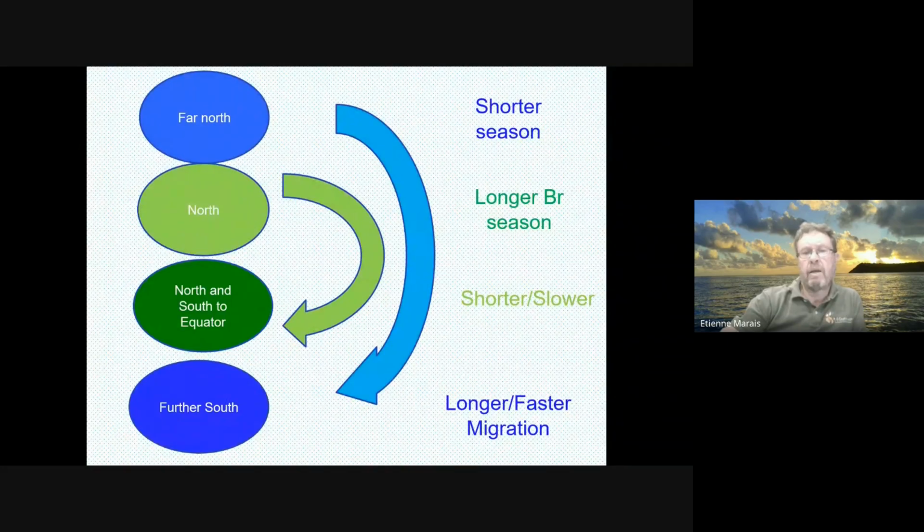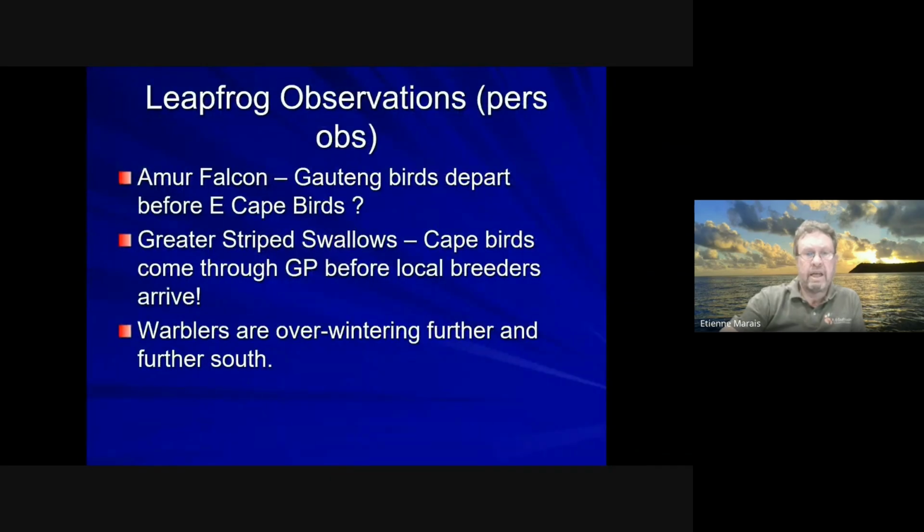And for those that are further north, the shorter the breeding season tends to be. So if they're further south, for example in the Mediterranean, they have a slightly longer breeding season, and they would then migrate more slowly and have a shorter migration, whereas those going way south would have a longer and faster migration pathway. So here is basically some of my observations to justify this.